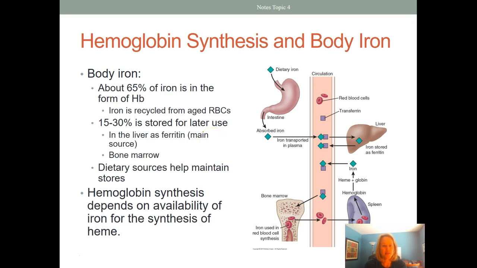Most of the body iron is found in the form of hemoglobin in red blood cells. This iron gets recycled from old red blood cells when they get broken down. About 15 to 30% is stored for later use, in the liver as ferritin, that's the main source, and then the rest in the bone marrow. Dietary sources of iron are going to help to maintain these stores. Hemoglobin synthesis is going to depend on the availability of iron for the synthesis of heme.